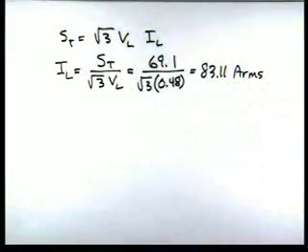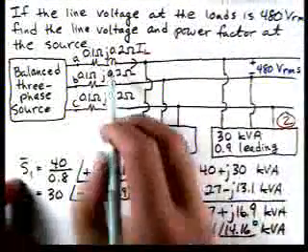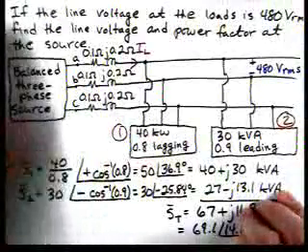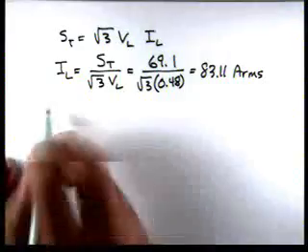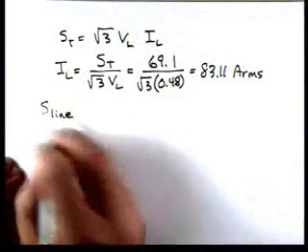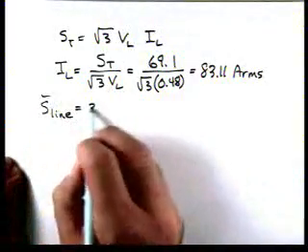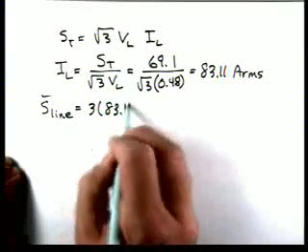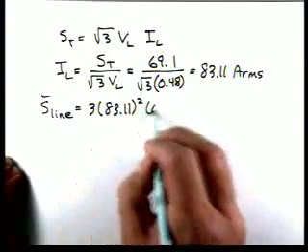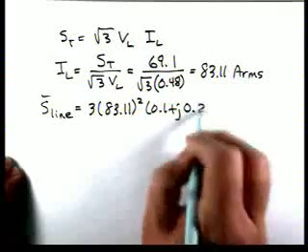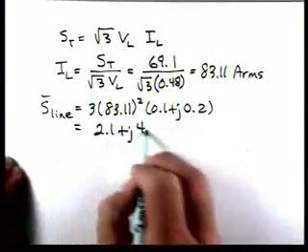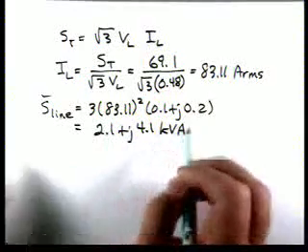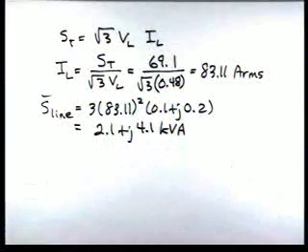Now we can use that to calculate the complex power absorbed by the line, because the line current flows through those line impedances. So S for the line is 3 times 83.11 squared times 0.1 plus j0.2, and that's 2.1 plus j4.1 kVA.